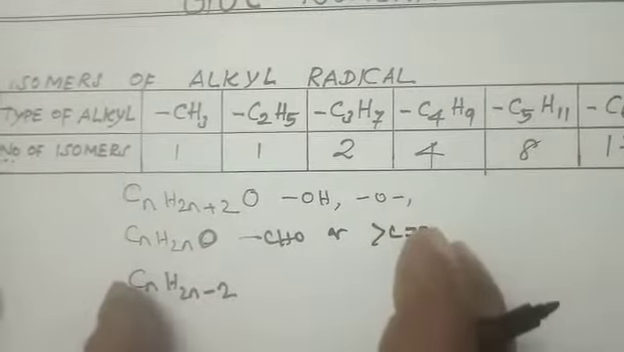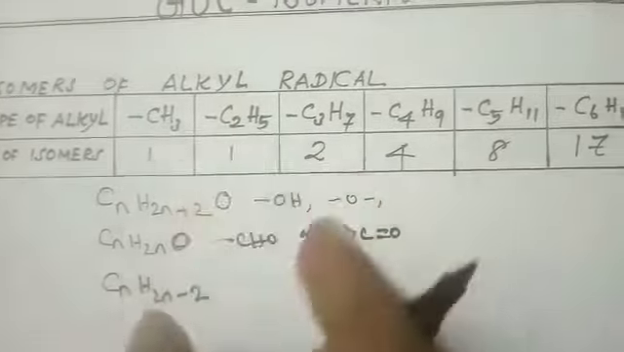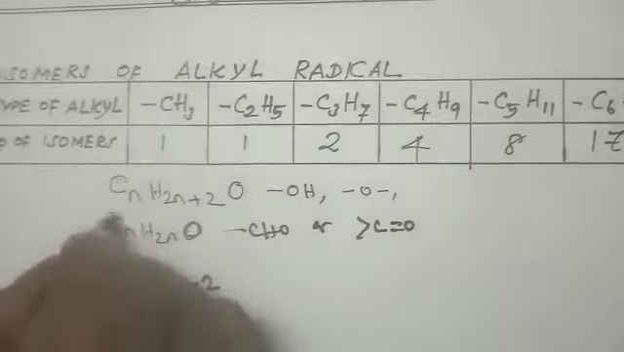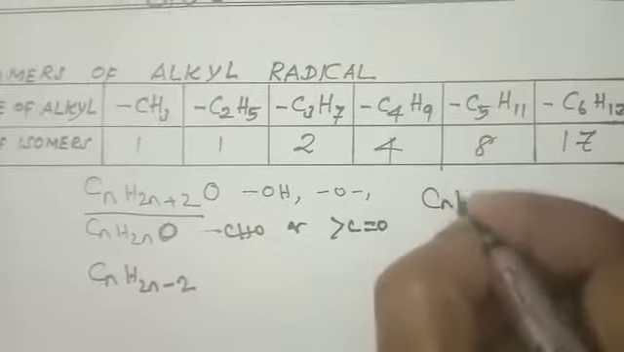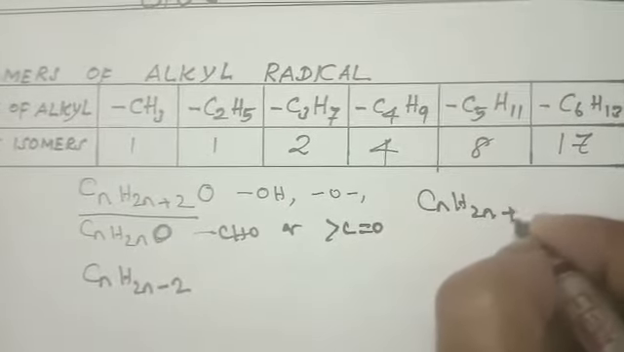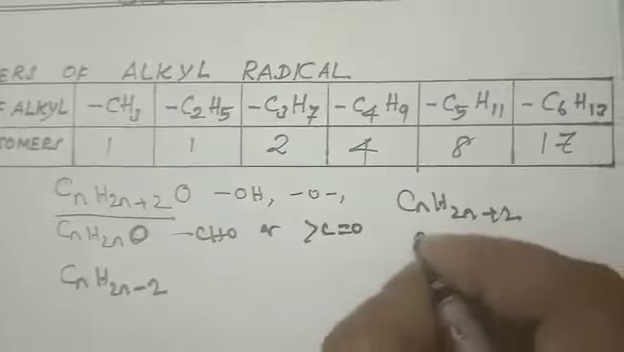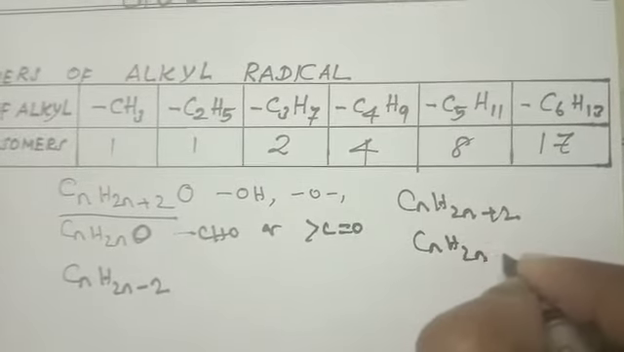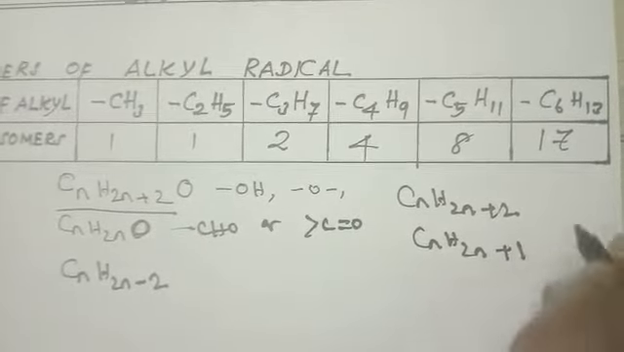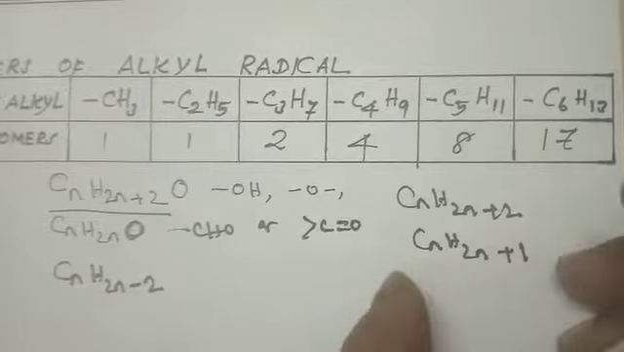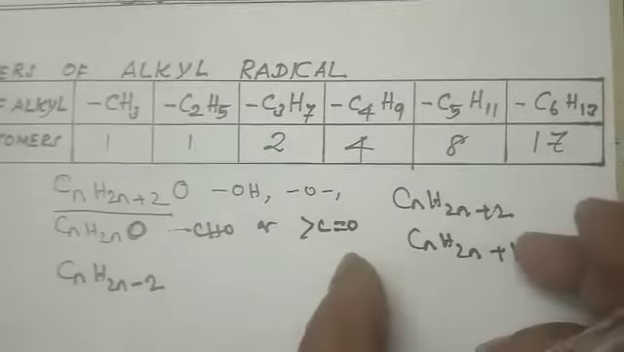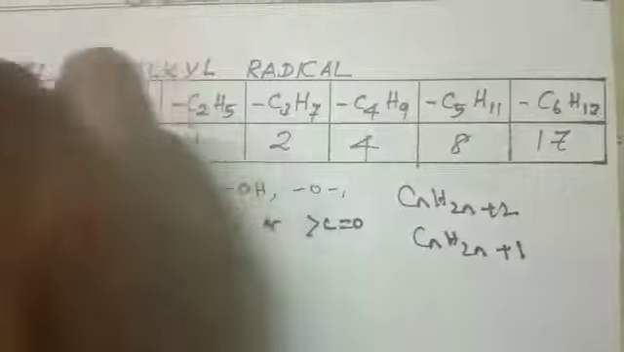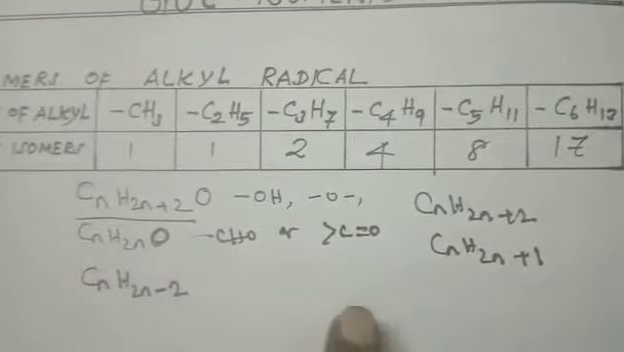So I am giving this information. Now let us see what an alkyl group is from the alkane. Alkane is CnH2n+2. Remove one hydrogen and what you get is CnH2n+1. This is called an alkyl group. Now how many isomers is this alkyl group able to form?